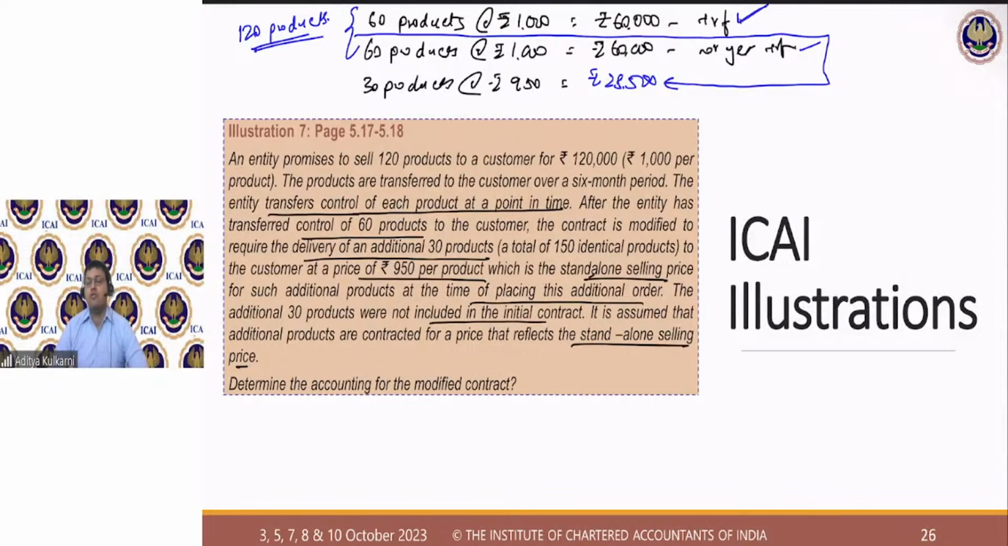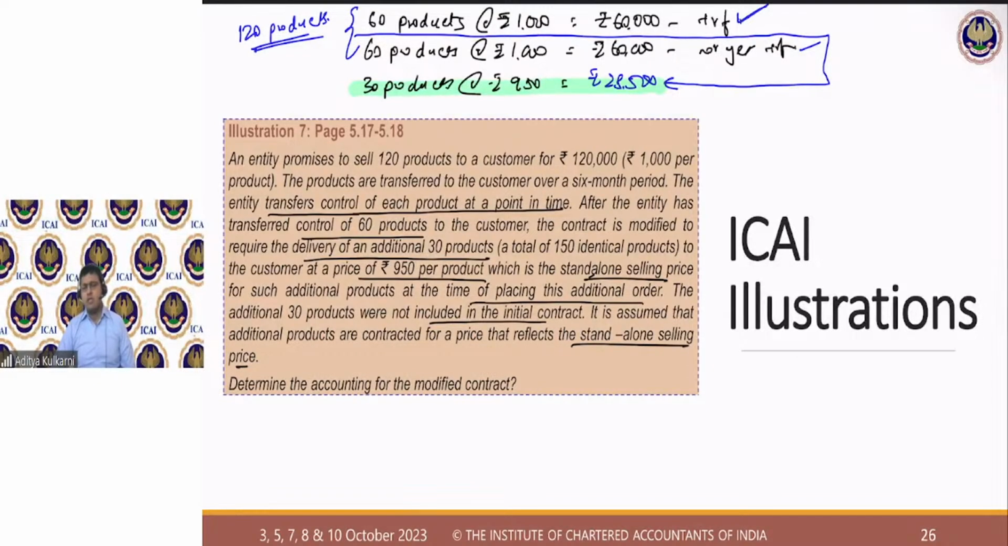Now for these 30 products, you got the contract at rupees 950. So that gives you 30 into 950, which should give you 28,500. Now the question is, how do you do the accounting of this contract, of these 30 products? That is quite simple. The remaining 60 you sell at 1,000 and the remaining 30, the fresh order, you will sell at 950 rupees.